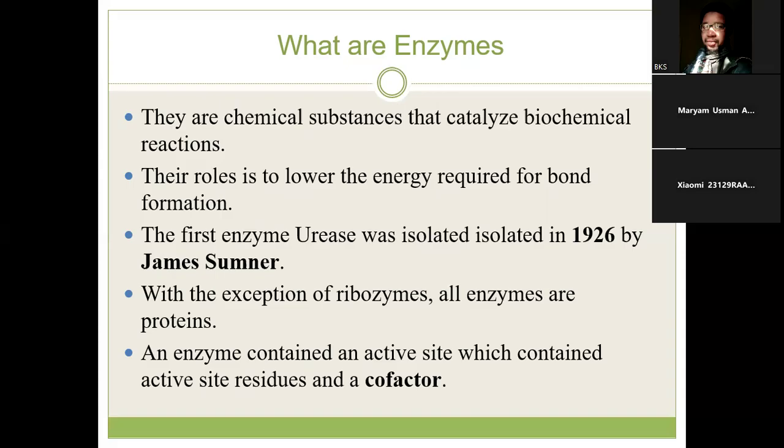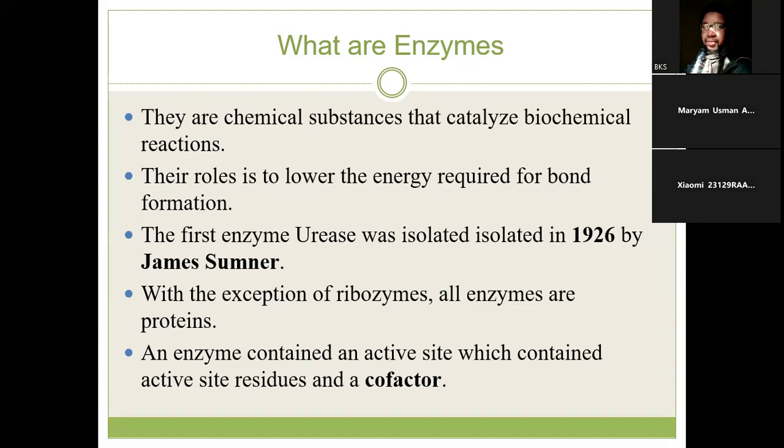So what happens in the case of an enzyme? An enzyme usually plays an important role in lowering the energy needed for a reaction to take place. So when you have a reaction that needs 25 kilojoule, an enzyme facilitates the process in such a way that you will end up using maybe 15 kilojoule. Is that clear? So the role of an enzyme is to lower the energy required for bond formation.